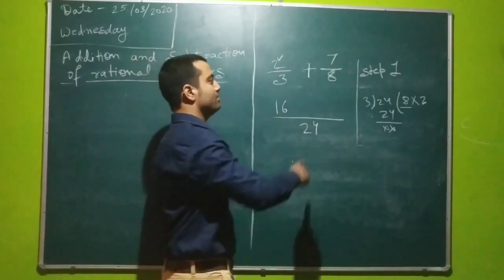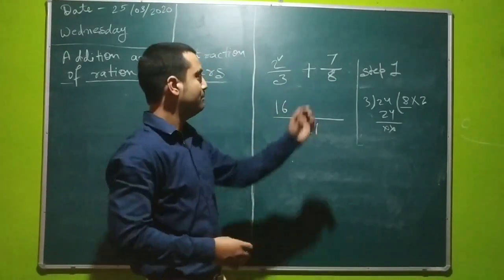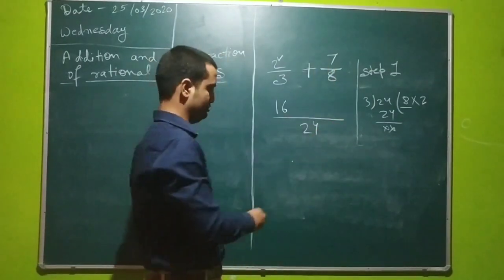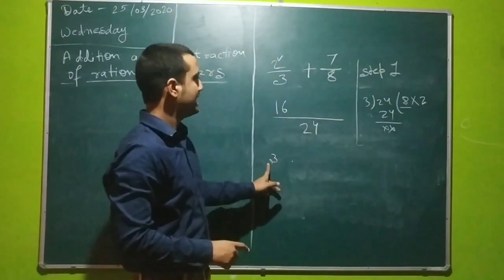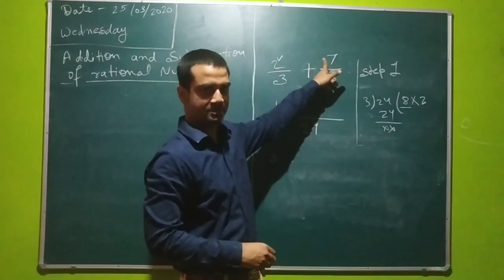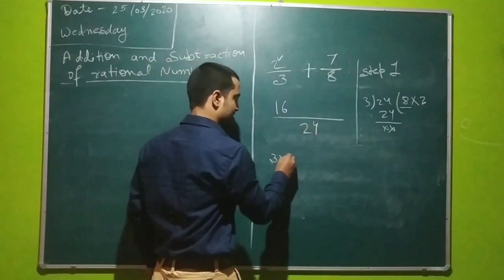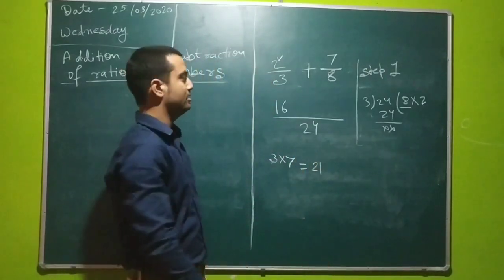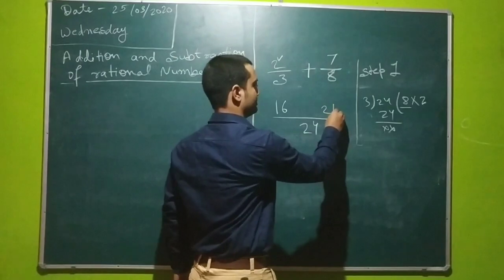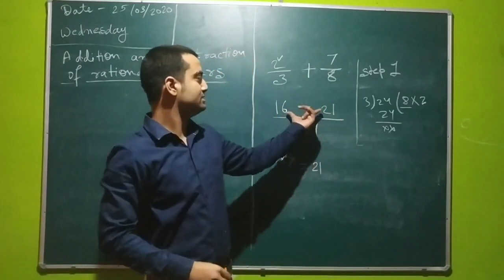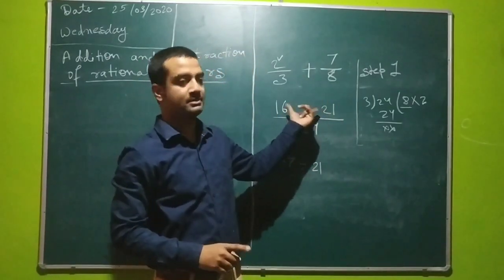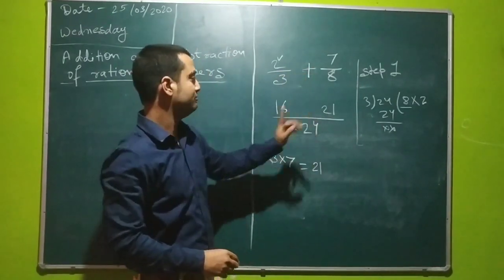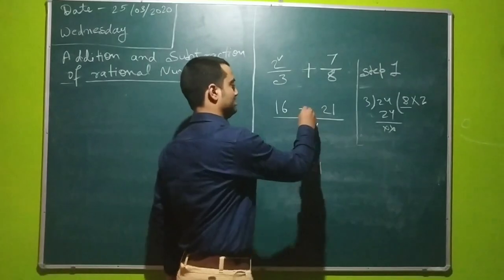Now second step, we have to repeat the same thing but with the second rational number. Since we know 8 3s are 24, and 3 has to get multiplied with the numerator 7. So 3 into 7 gives us the result 21. Here we will write the number 21, but between these two numbers we will write the sign, whichever sign is written here. Since it is plus here, so we will introduce the sign plus.